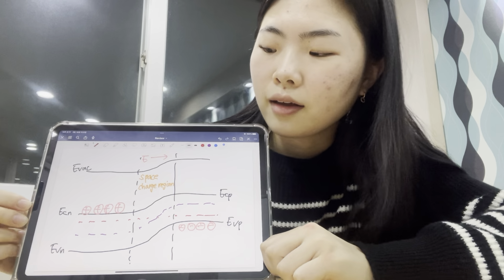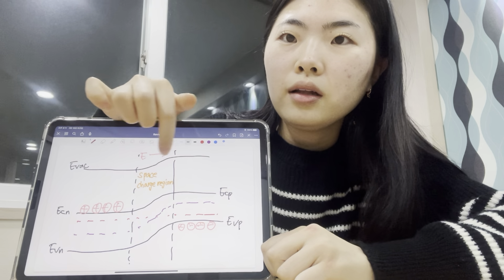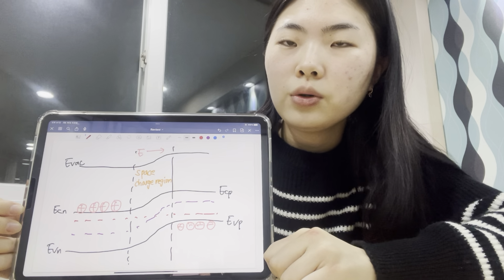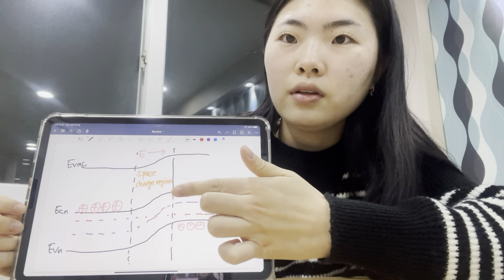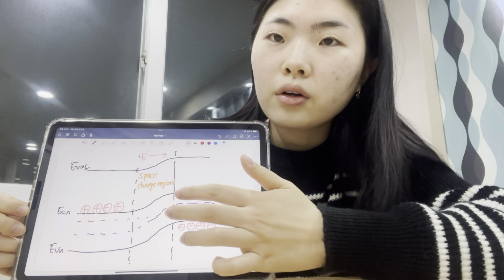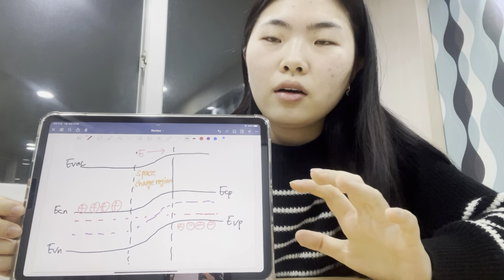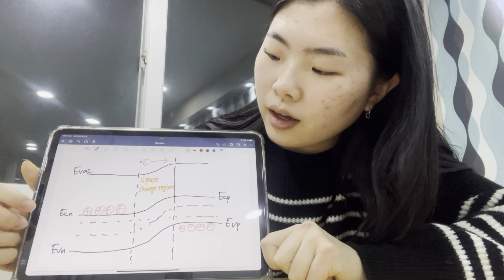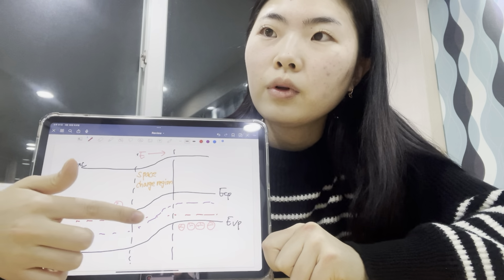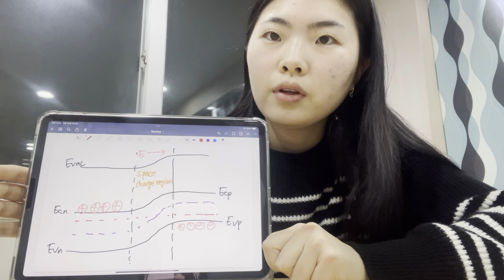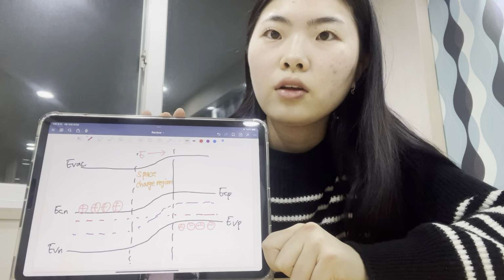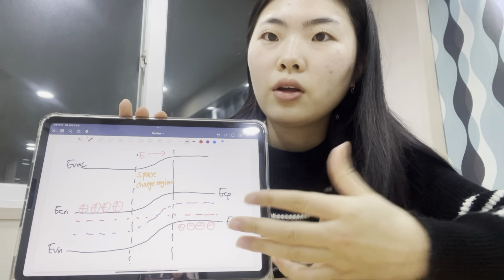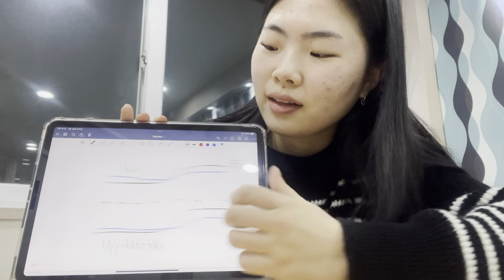And then the middle region is the depletion region. Actually, we can also call this region the space charge region, because only space charges are located there. And there are no electrons or holes moving, so we can call this region the depletion region too. We can know many things from this energy band level.